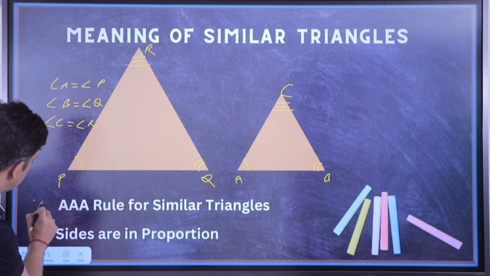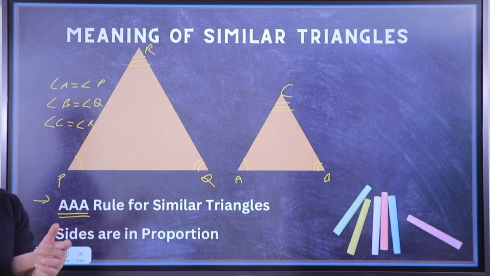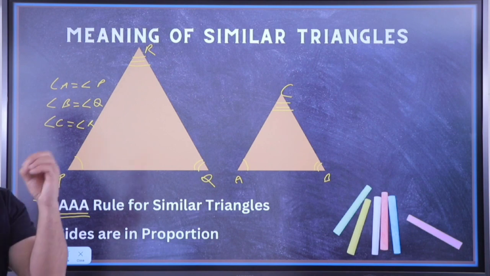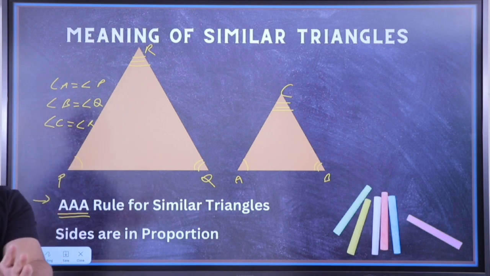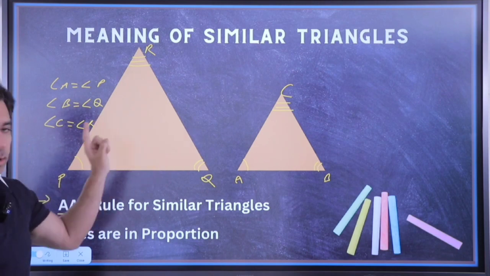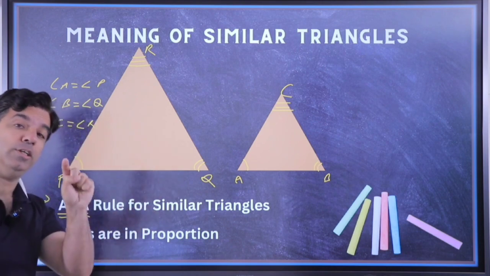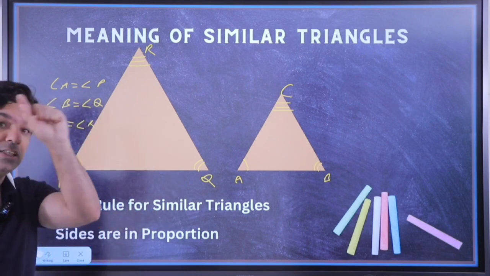So this is the first rule. It is known as the AAA rule. This is the first requirement. If anybody asks us whether two triangles are similar or not, first of all, I'll try to judge through the angles. If in two triangles the angles are exactly the same, they should be the same and in the same order.